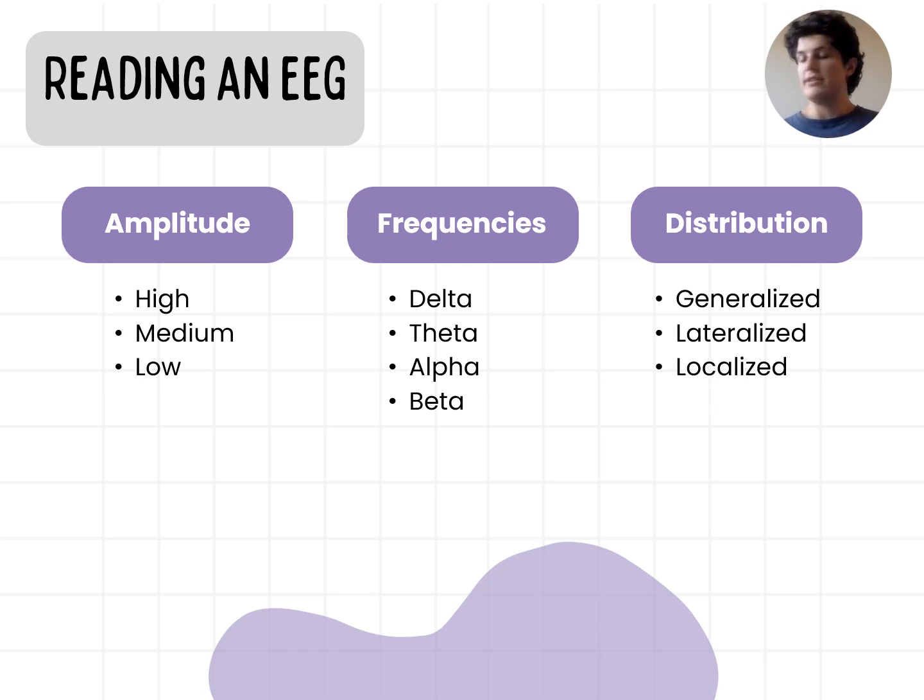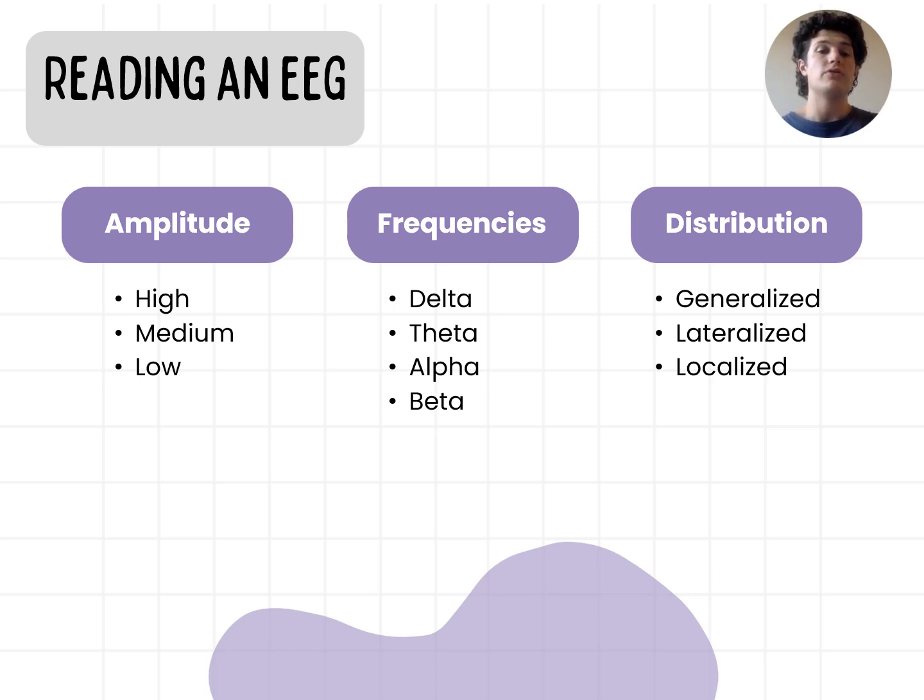Now, an important aspect of an EEG that everyone needs to know is how to read an EEG. And in order to read one, you need to know there are three important aspects: the amplitude of the signal, the frequency of a signal, and the distribution of a signal. Amplitude of EEG signals are designated as either high, medium, or low. High being above 50 millivolts, medium being in between 50 to 20 millivolts, and low being below 20 millivolts.